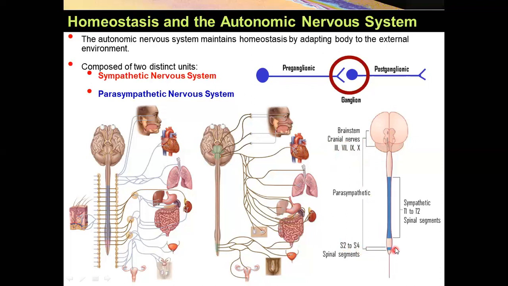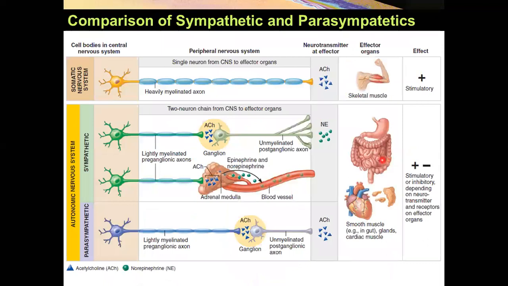And these autonomic centers are controlled by the hypothalamus. Okay, now let's compare different features of the somatic, parasympathetic, and sympathetic nerves.